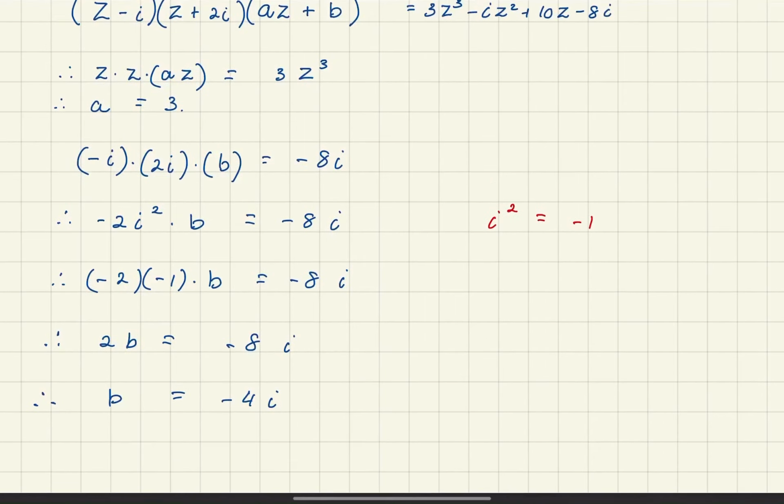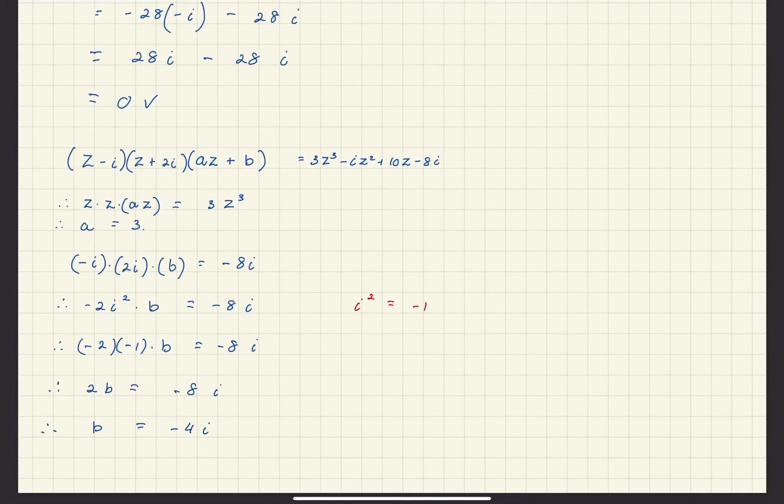So now we've got a value for our a. Here's our a, and there is our b. So we have got this third factor. All right, let me write this out. Therefore, a was 3, so 3z minus 4i is the third factor of our polynomial, which is all that.